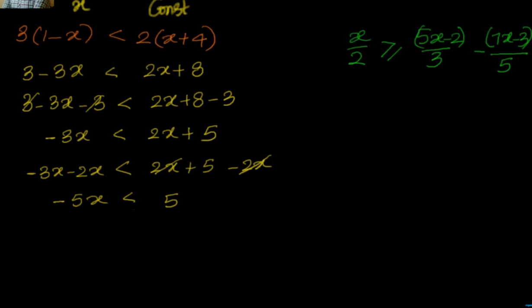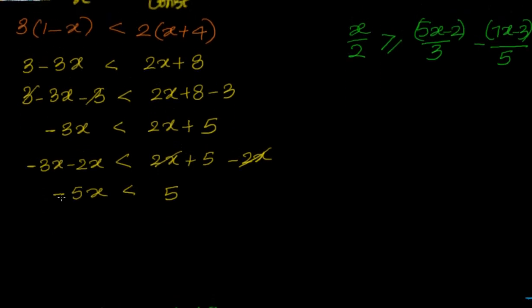Now I see 5 on both sides, so I can divide by 5. It becomes minus x less than 1. Now when you multiply with a negative, you have to switch the sign, so it becomes x greater than minus 1. So the solution, since it's a real number, will start from minus 1 and go towards infinity. That will be the solution you will have. Now how to represent it on the number line, we will see just now.